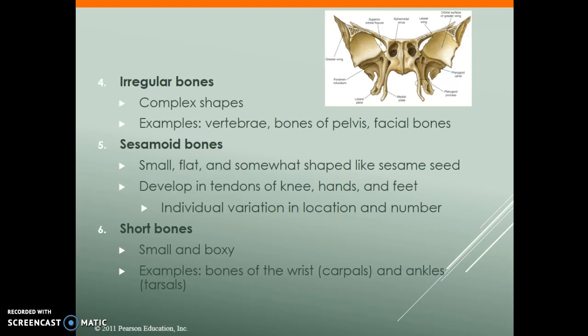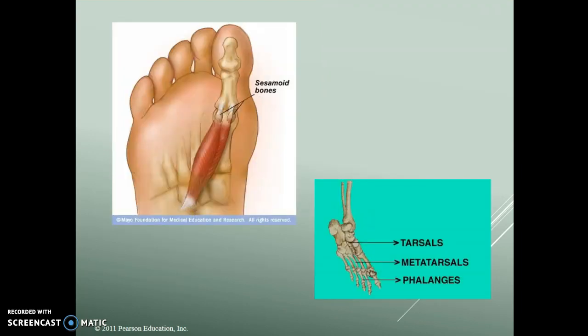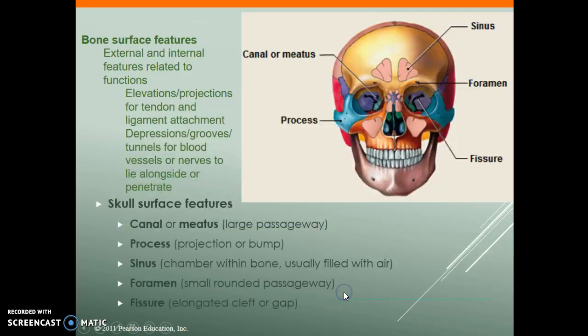Sesamoid bones are small and flat, such as the patella, and also these little bones may develop throughout the body in tendons. Short bones are boxy, such as the bones of the wrist and ankles. Here are some sesamoid bones, and here are the tarsals, which are the ankle bones. The metatarsals are the foot bones, and those are long bones. The phalanges are the toe bones, and those are also long bones.